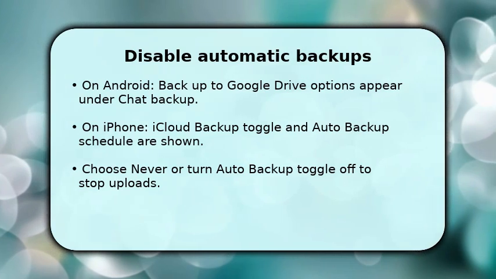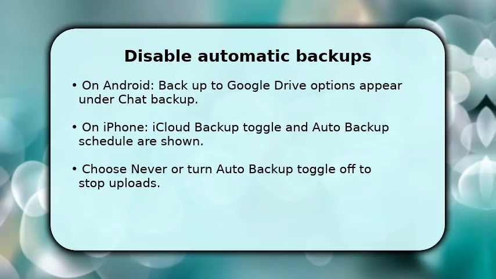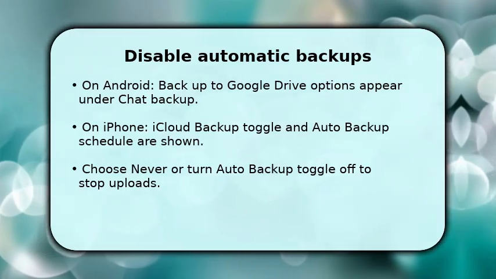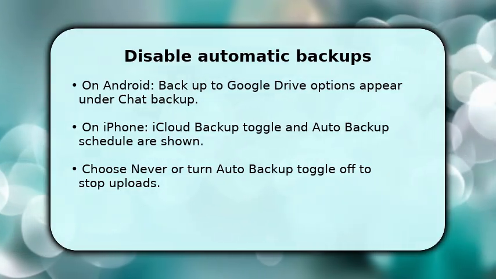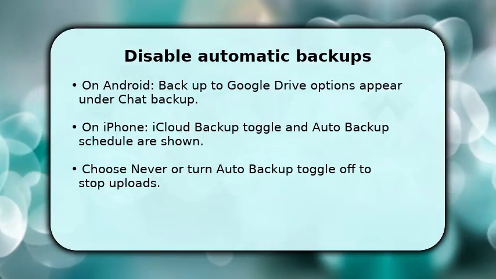On Android, tap Backup to Google Drive and select Never. Make sure the Google account entry is cleared if needed. On iPhone, open Auto Backup and choose Off or Never under iCloud settings. Also turn off Include Videos if you want smaller manual backups later.